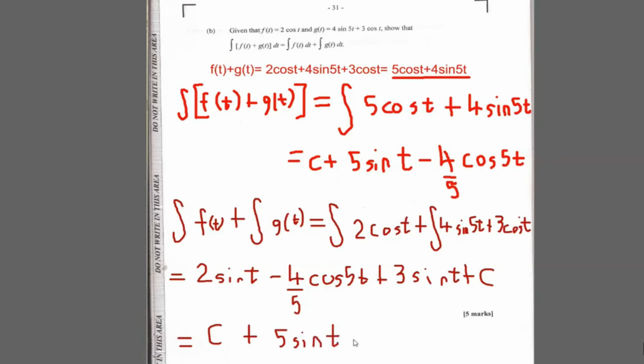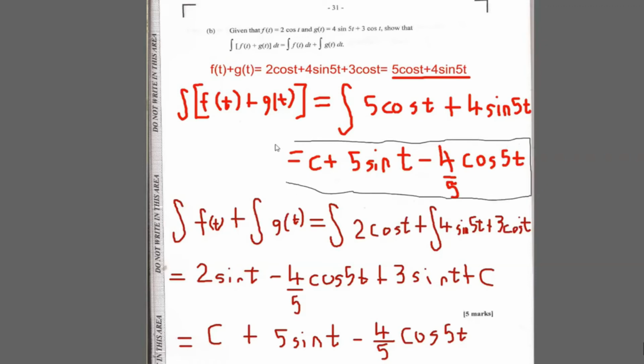And then you have minus 4 over 5 cos 5t. So as we can clearly see, we're getting the same thing. Nice and easy, soft. So since we're getting the same thing, you can just show them. See, this is what you get up here, and this is what you get down here. They're the same thing. And so we can conclude that indeed the statement is true.